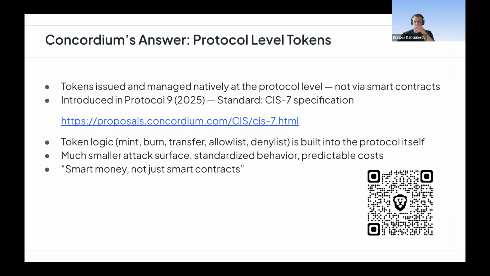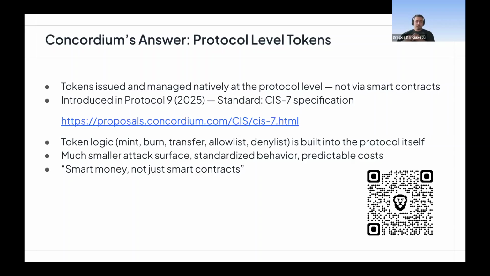Now, Concordium's answer is protocol level tokens. These are stablecoins issued and managed natively at the protocol level, not via smart contracts. They were introduced in Protocol 9. You have a QR code there on the bottom right that leads to the CIS7 specification. That's the Concordium interoperability standard, which specifies everything about how PLTs are built, the metadata, and how they interact with the protocol. Feel free to scan the QR code and have a read.